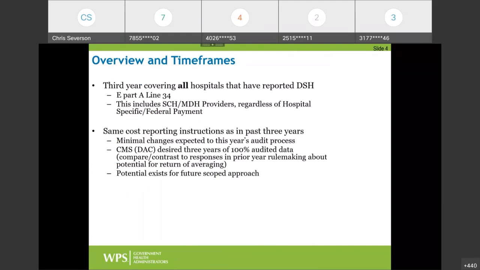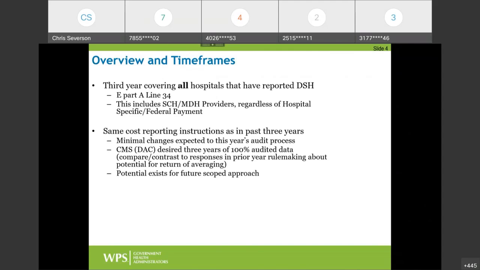And this is the third year that is covering all hospitals that have reported DISH. We had a couple of years prior to that where it was just a sample of providers based on CMS selection. This is the third year. Again, any hospital that has reported DISH on E-Part A, line 34. Now, the question has come up quite a bit in the past, whether this includes SCH and MDH providers that may not actually be paid on the federal rate. And the answer from CMS is yes, it does. And I have a couple of slides with the excerpt from the Federal Register where CMS is very clear about that.